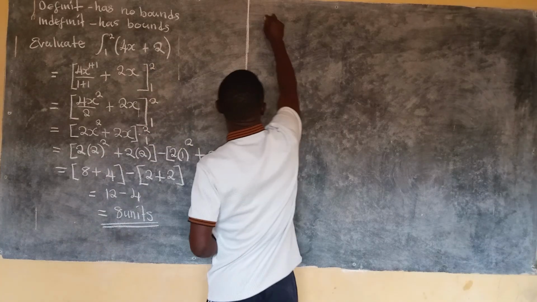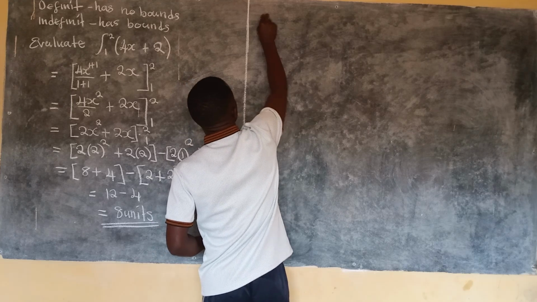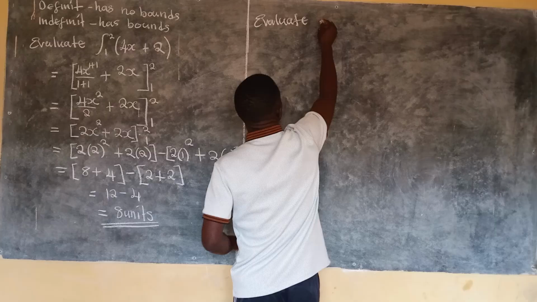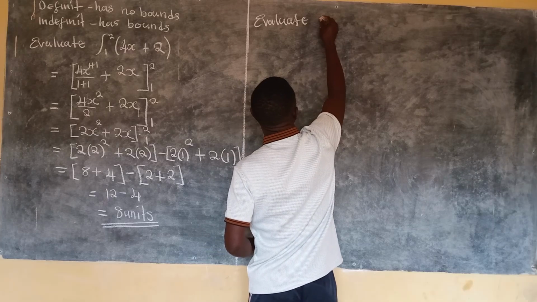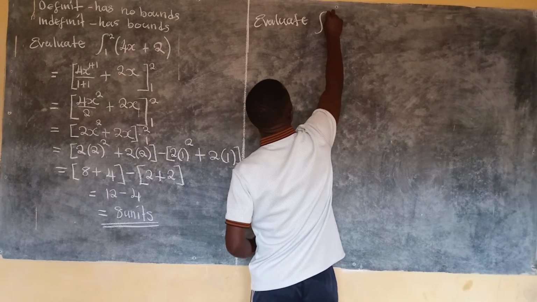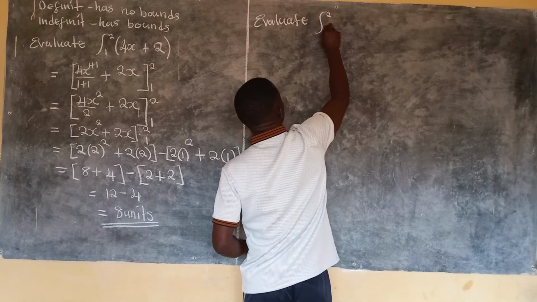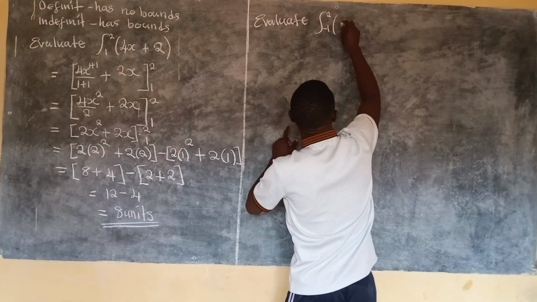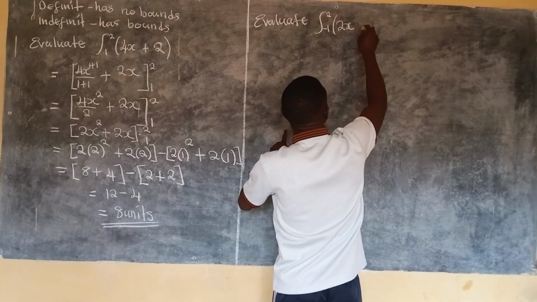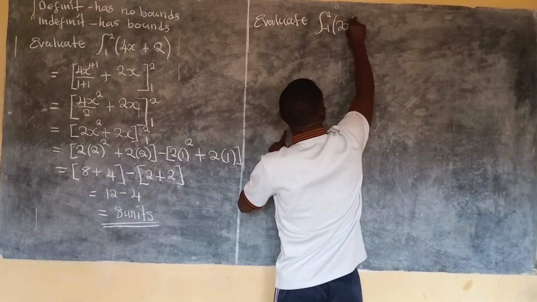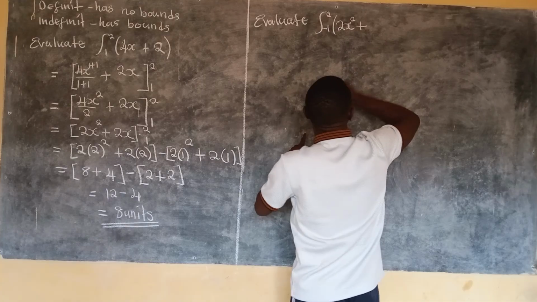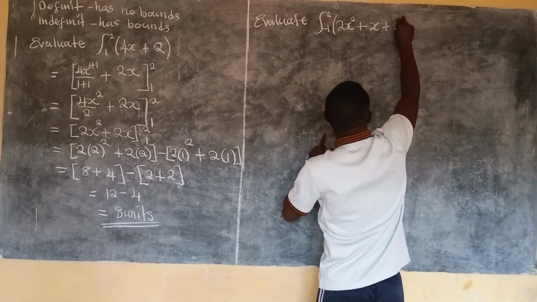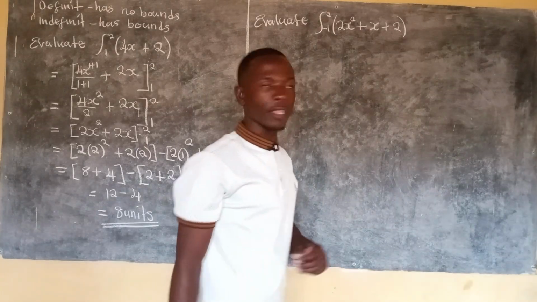Supposing you have a question like this. Let's say we have to evaluate. Let's pick which numbers. Okay, let's say we put 2 and let's try to work out with a negative value. Then from there, let's have 2x raised to the power 2, then plus x plus 2. Let's try to work this out.